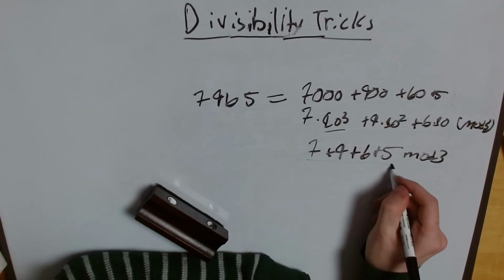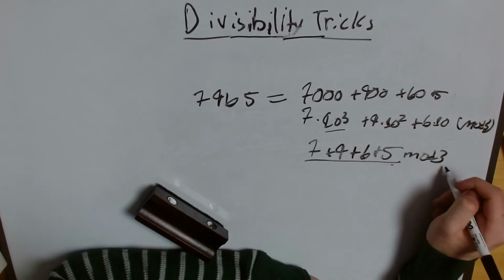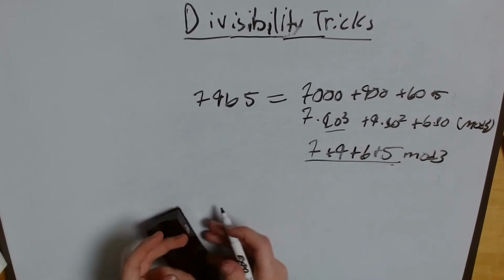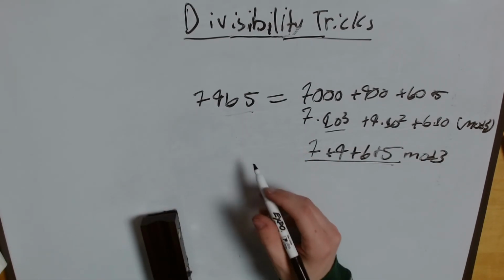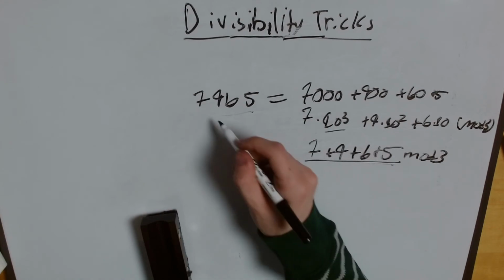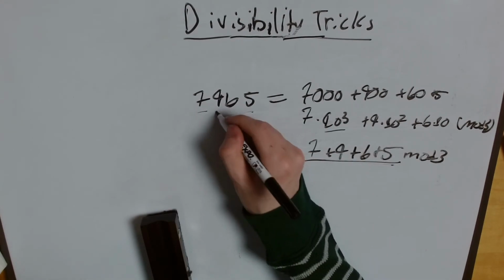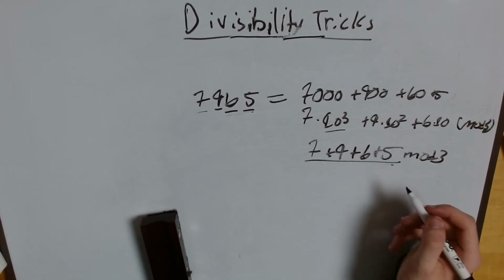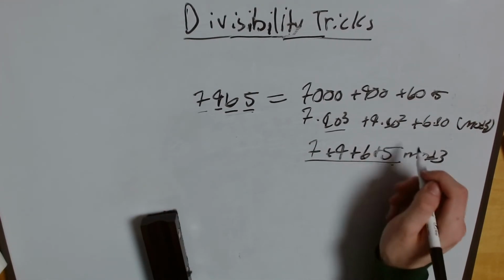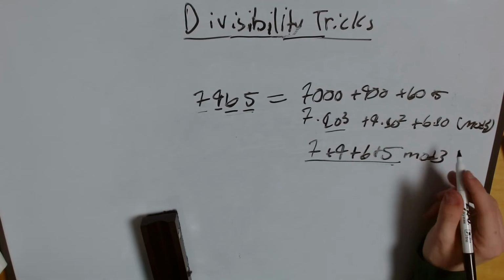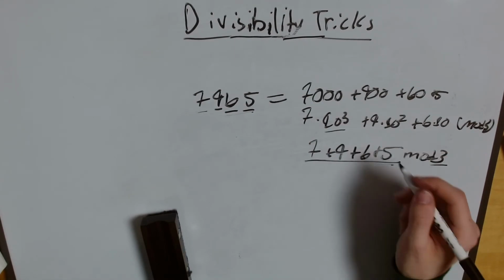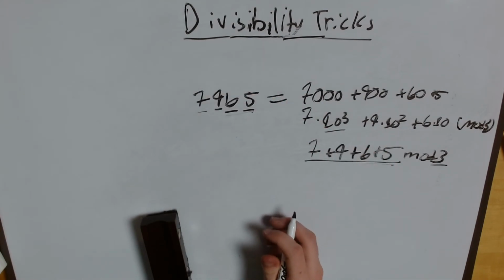Now if this is divisible by 3, this will just become equivalent to 0 mod 3, and I know my number will be divisible by 3. But these are also the sums of the digits in my number. So we can see here, hey, if the sums of the digits in my number are divisible by 3, if they come out to produce 0 mod 3, then my number is divisible by 3.